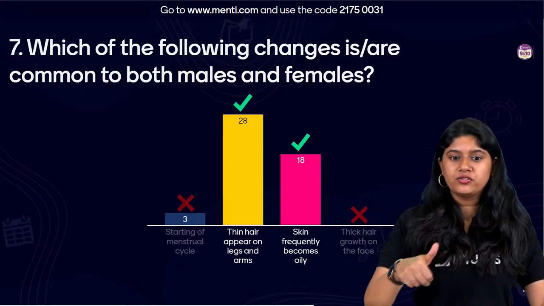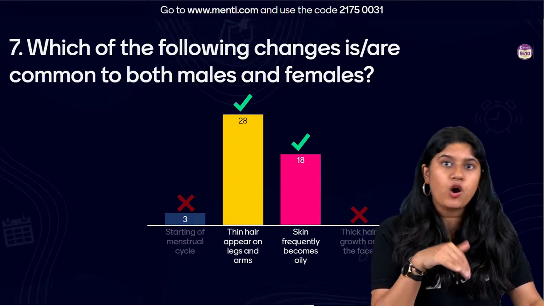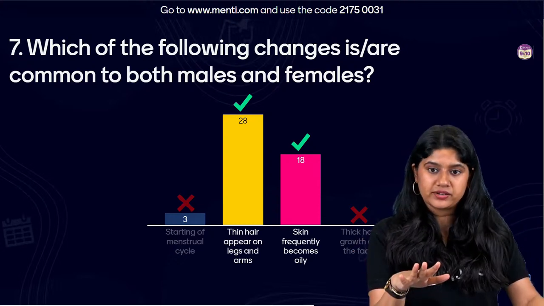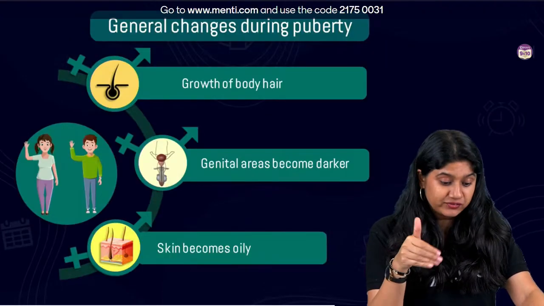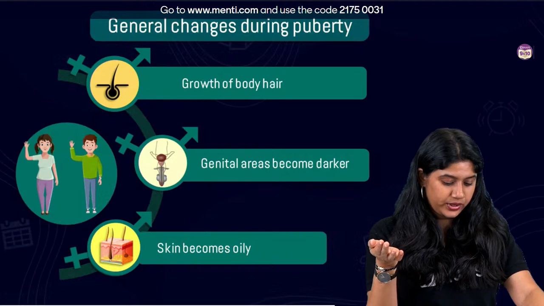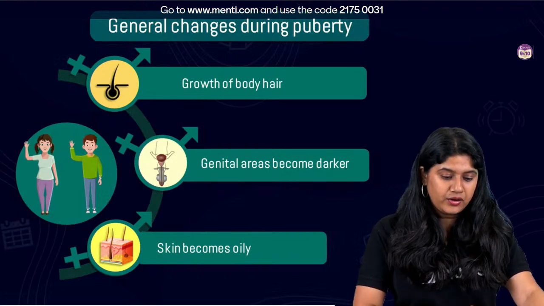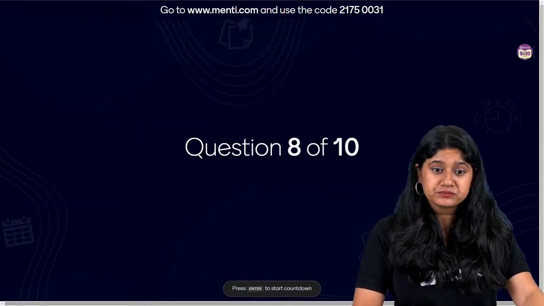Okay, everyone, don't worry. If you have voted for B or if you have voted for C, you will be getting the marks. We have this type of question also. Very good. Now let's move ahead.